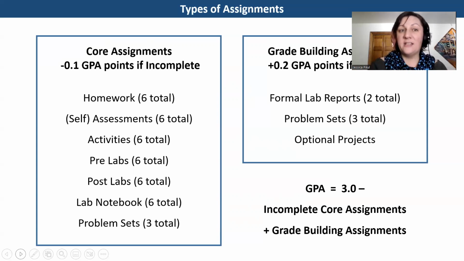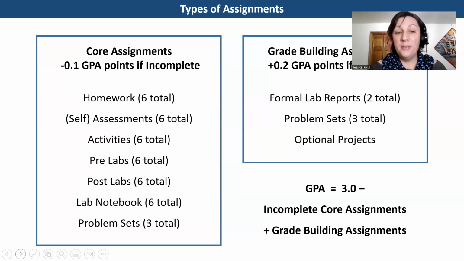To simplify this quarter, all assignments are going to be minus 0.1 GPA points if they are not completed. So homeworks, self-assessments, activities that we do in class, and then our lab assignments, which have been broken up into a few categories: pre-labs, the post-lab work, and maintaining a lab notebook for each of our lab activities.